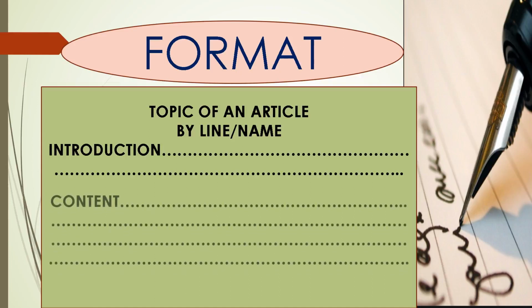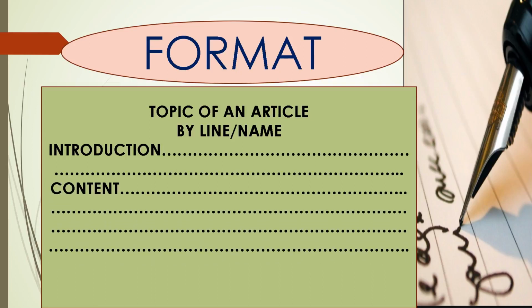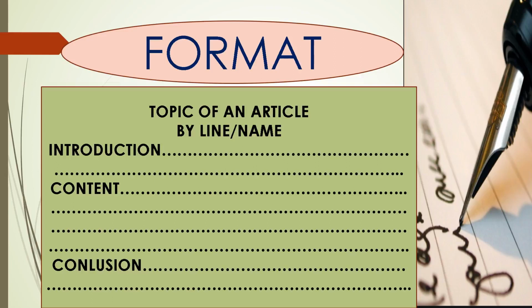Next is the content, that is the main body of your article. Here you have to describe what are the reasons of any issue, or what are the merits or demerits of anything, or what are the plus points or minus points of any issue or the given topic. And last, there comes the conclusion, that is the concluding paragraph. In the concluding paragraph you have to write some suggestions, some message to your readers. So this is a good format. Students, you must follow this format for writing a good article and scoring very good marks.